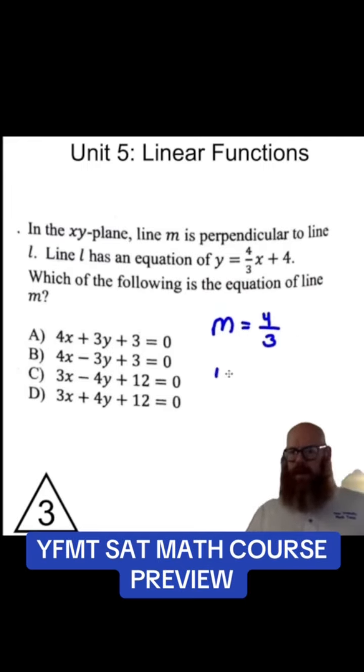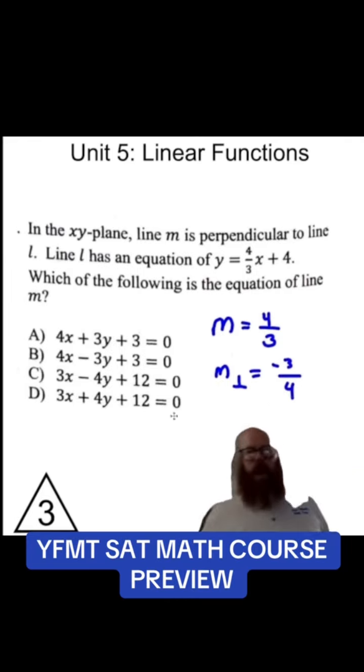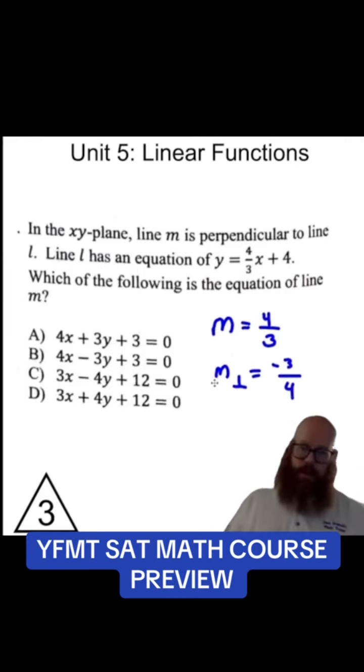Then we have to know how to go from there and find the perpendicular slope. Well, the perpendicular slope is going to be the negative or the opposite reciprocal. So it's going to be negative 3/4. So we need to figure out which of these answers has a slope of negative 3/4.